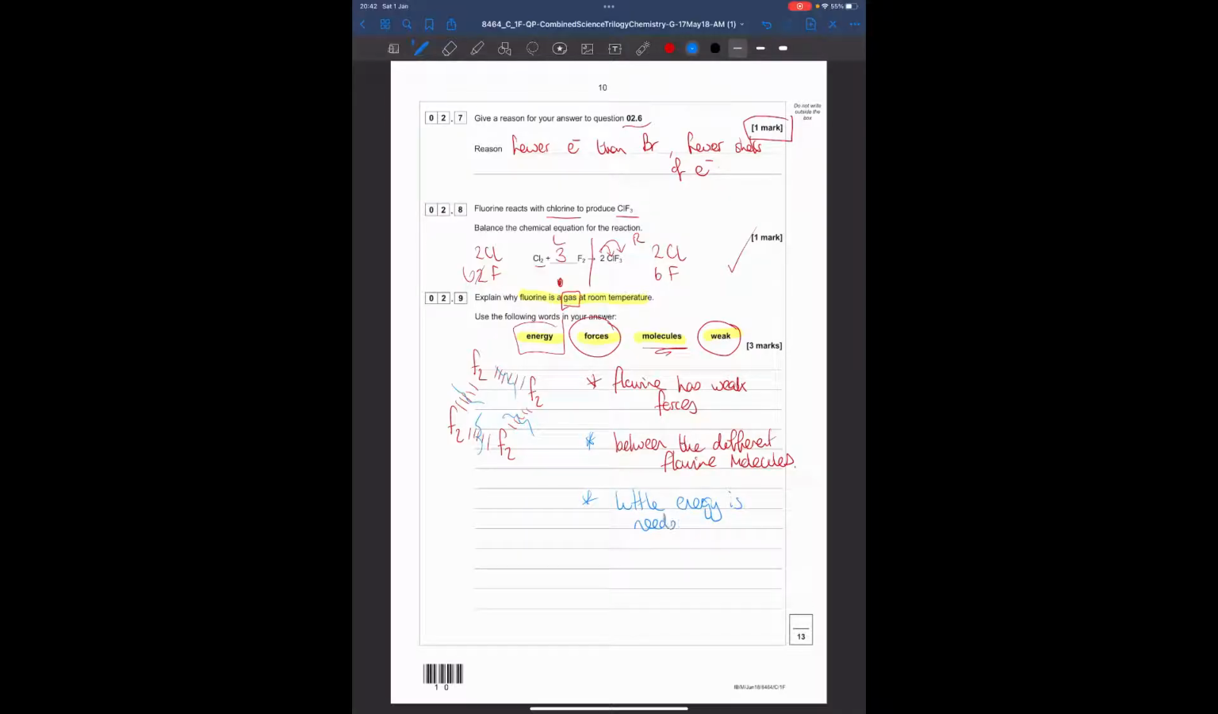is needed to overcome these forces of attraction. Now, whilst it's not needed in this question, the scientific name of these forces is intermolecular forces. So, simple covalent compounds have weak intermolecular forces, therefore they have low melting and boiling points, which is why they are normally gases at room temperature.